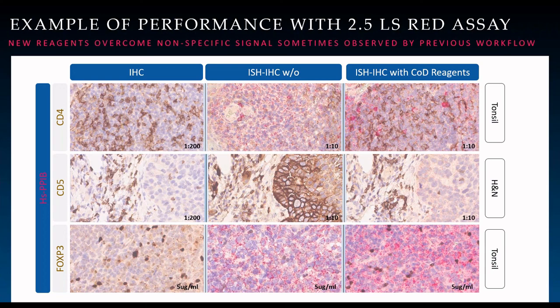Now, here is an example of how we've compared a few previously incompatible antibodies with IHC alone, with our sequential workflow, which included performing ISH followed by IHC, and then with our new workflow with our new co-detection reagents in the third column. As you can see, CD4, CD5, and FOXP3 signal is comparable to IHC only with our new reagents, whereas these antibodies showed some significant loss of signal or non-specific detection with our previous workflow.